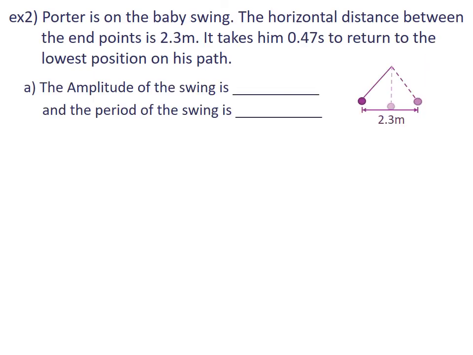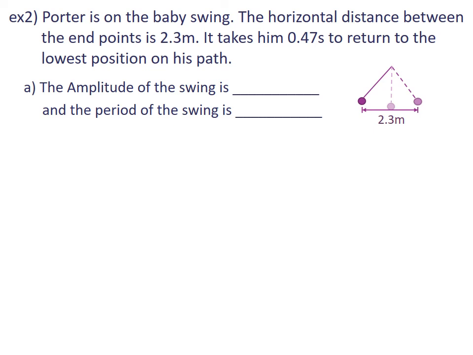True story, Porter is on a baby swing. This was when he was a baby. The horizontal distance between the endpoints is 2.3 meters. It takes him 0.47 seconds to return to the lowest point on his path. First thing we're asked to find is the amplitude of the swing.